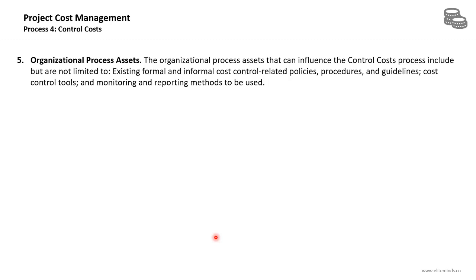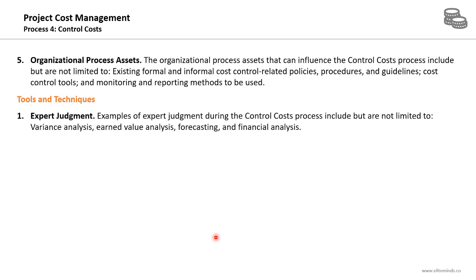Input number 5 will be the organizational process assets, and some of these assets that might influence this process include existing formal and informal cost control related policies, procedures, and guidelines, cost control tools, and monitoring and reporting methods as per the organizational standards. Now the tools and techniques of this process, starting with the expert judgment.